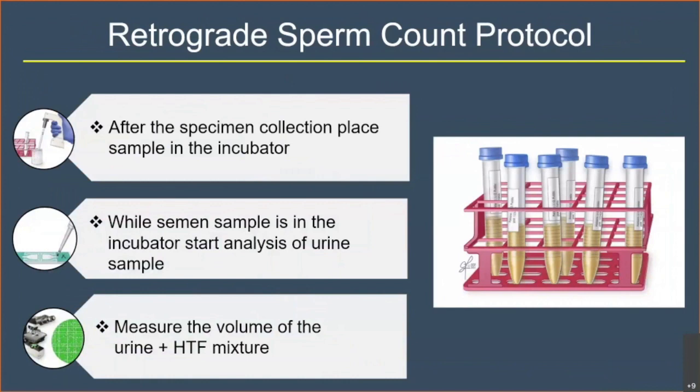So here is the retrograde sperm count protocol, the step-by-step procedure. After the specimen collection, the semen sample is placed in the incubator for liquefaction, and at the same time, start the analysis of the urine sample. Before analysis, measure the volume of the urine plus HTF mixture. This needs to be documented. And on the right side are the 15 ml centrifuge tubes with the urine and HTF mixture.